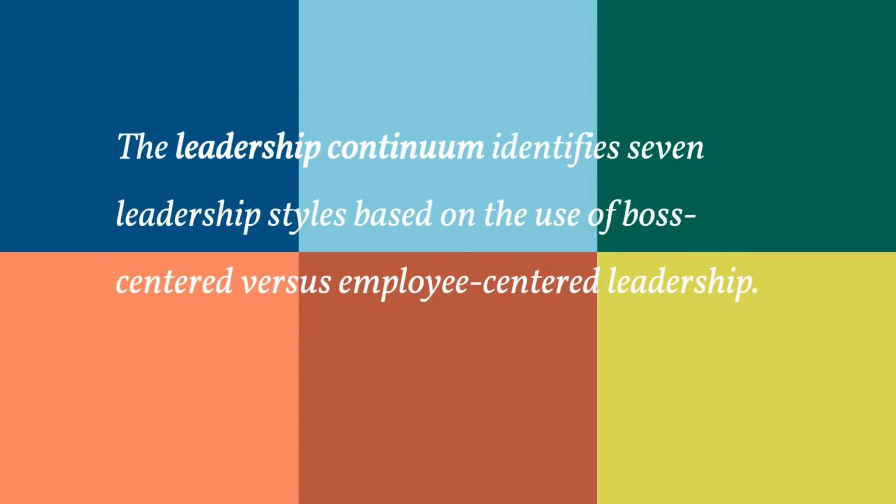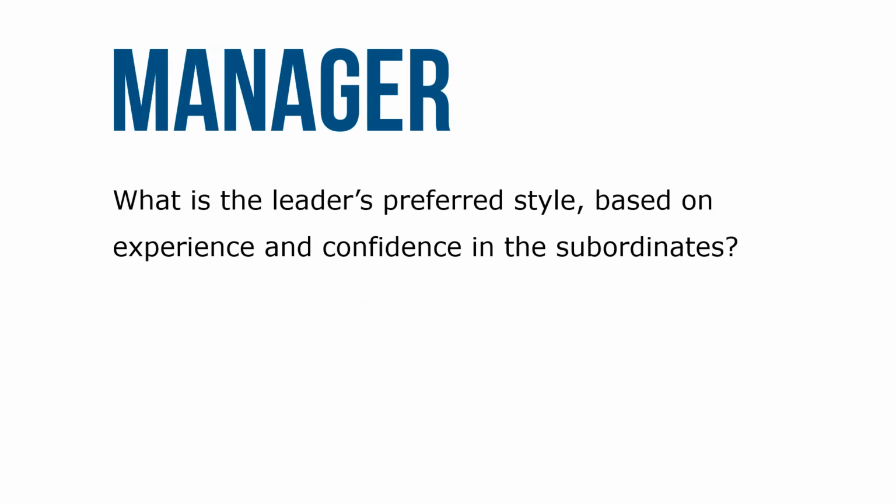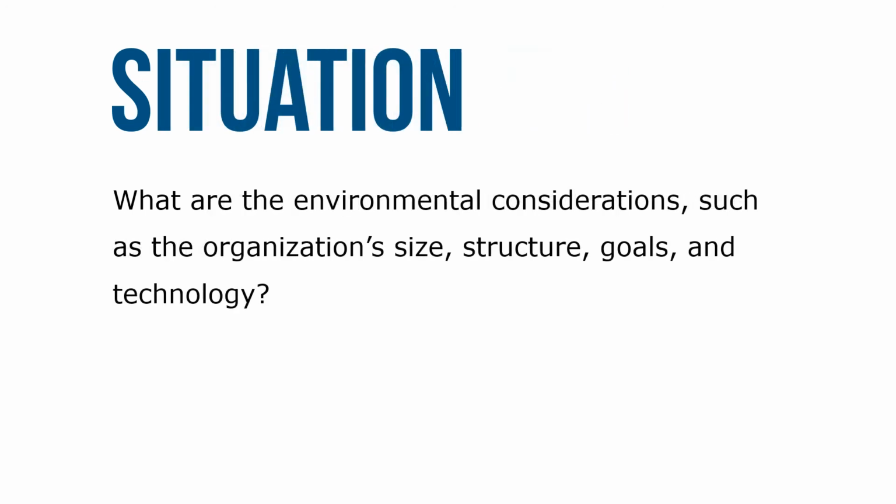The leadership continuum identifies 7 leadership styles based on the use of boss centered versus employee centered leadership. Before selecting one of the 7 leadership styles, the user must consider the following 3 factors or variables. The manager. What is the leader's preferred style based on experience and confidence in the subordinates? The subordinates. What is the subordinate's preferred style for the leader? And the situation. What are the environmental considerations, such as the organization's size, structure, goals, and technology?